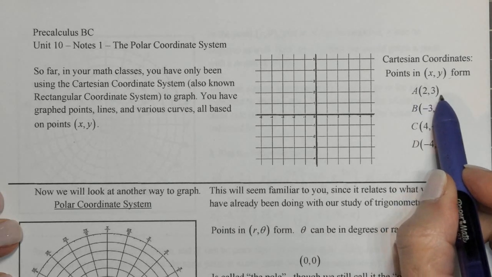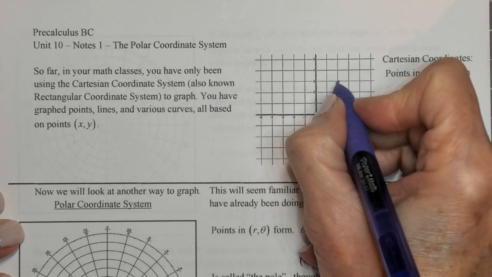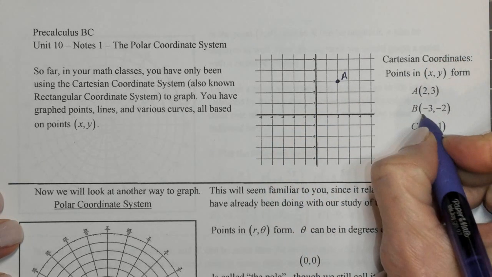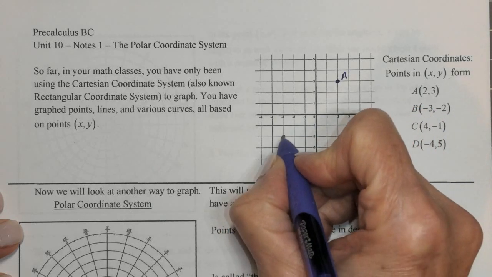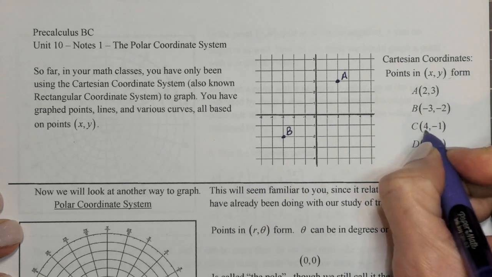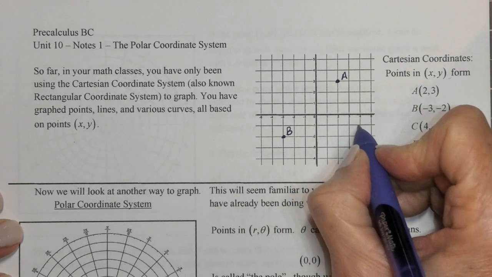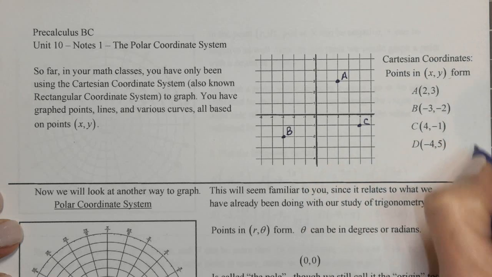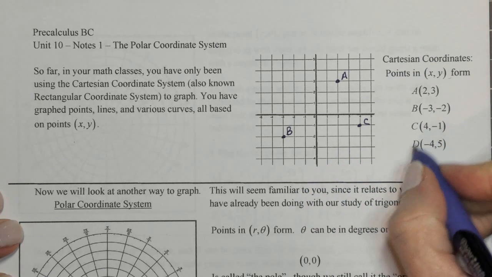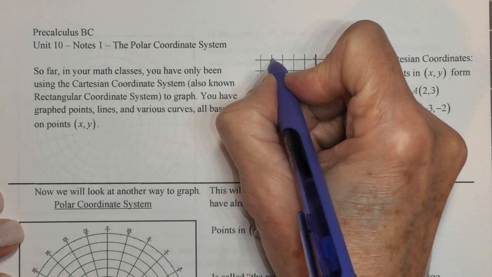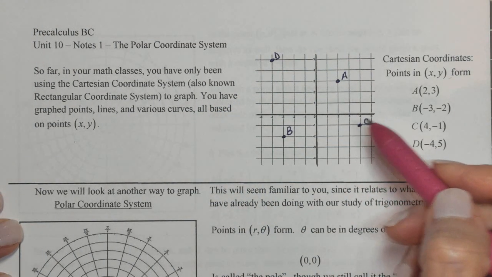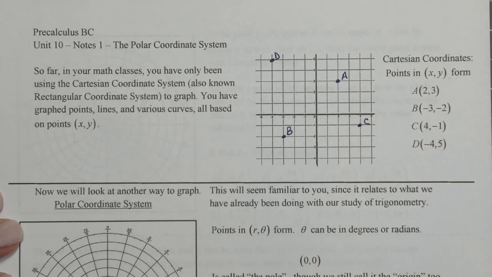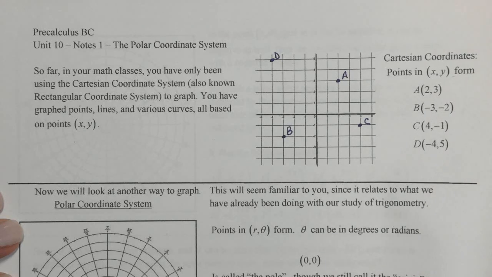The point 2, 3 would be to the right 2 and up 3. That would be point A. The point -3, -2 would be to the left 3 and down 2. That would be point B. 4, -1 would be right 4, down 1. And -4, 5 would be to the left 4 and up 5. Left 4, up 5. That would be point D. So very familiar to you. We can graph equations, we do lots and lots of things in the Cartesian coordinate system.